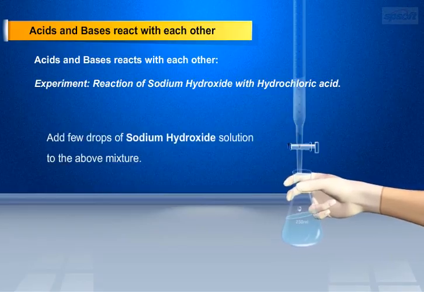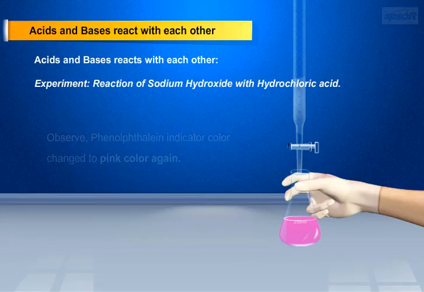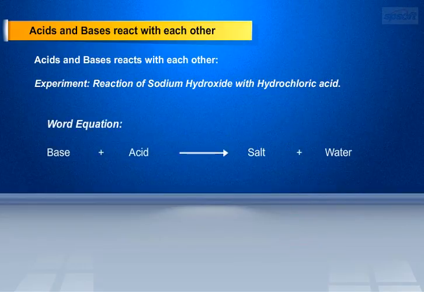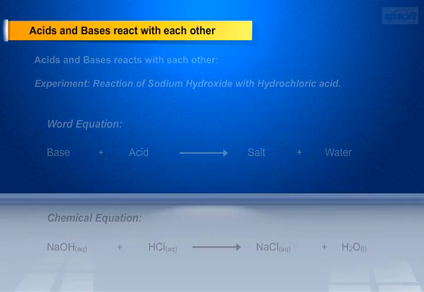Add a few drops of sodium hydroxide solution to the above mixture, and observe the change. We observe the phenolphthalein indicator change to pink color again. The word equation is base plus acid on reaction produces salt plus water. The chemical equation is sodium hydroxide, which is a base, plus hydrogen chloride, which is an acid, on reaction gives sodium chloride, which is salt, plus water.